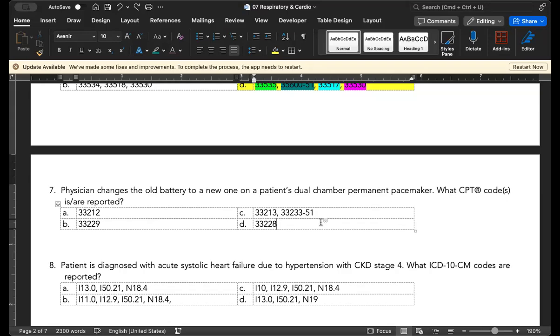And then which of the 33227 through 33229 should we use? 33228, because it's for that dual lead. So again, we are basically replacing: we're pulling out that pulse generator and then inserting a new one. So it's going to be the removal and then replacement of that pacemaker pulse generator. And again, 33228 because it's a dual lead. Any questions on that one?